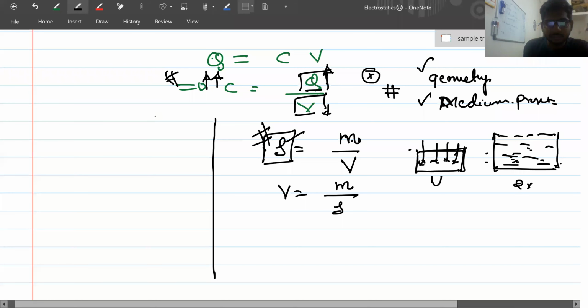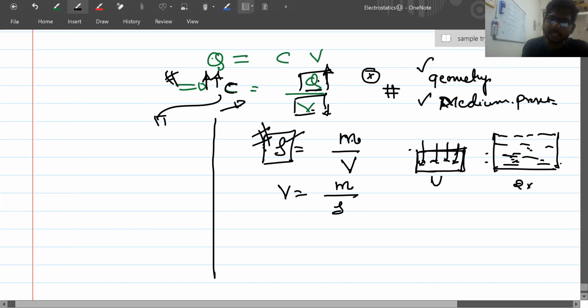Similarly, this capacitance is equal to Q by V. This capacitance will not depend upon the charge or potential. In formula terms we can use it, but capacitance actually depends upon the geometry and the medium present between them, the shape of the conductor that we use.